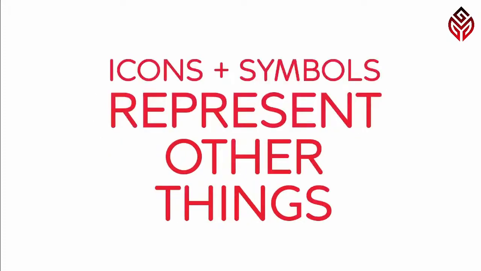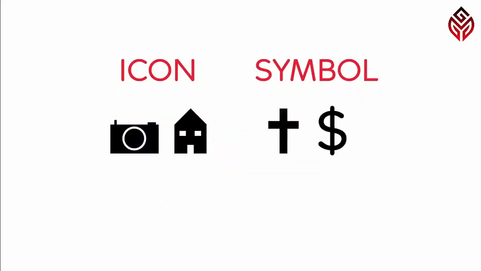Icons and symbols work in a slightly different way. Both icons and symbols represent other things. An icon is generally a pictorial representation of something, whereas a symbol often represents something more abstract, an idea or a construct. They both have simplified form, and that's what they have in common, and that's why people sometimes get confused between the two.